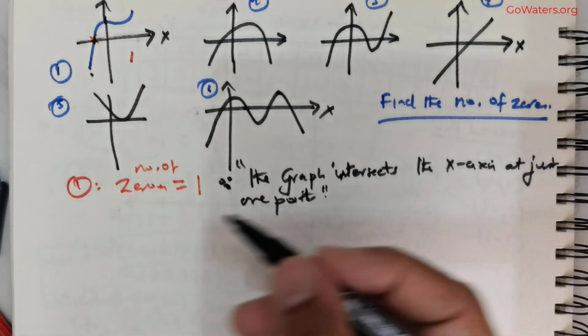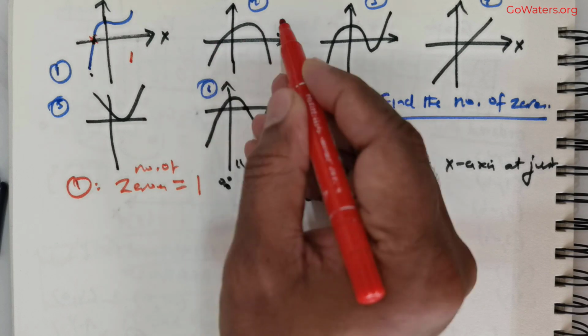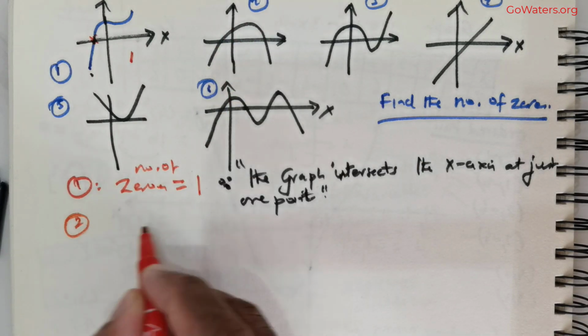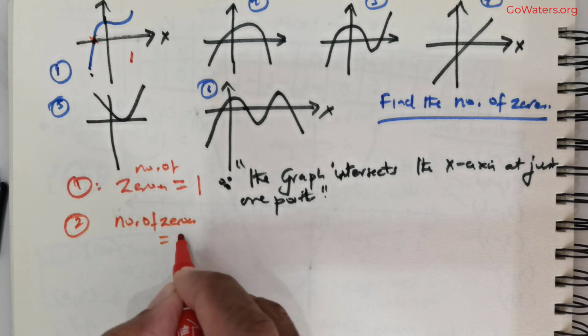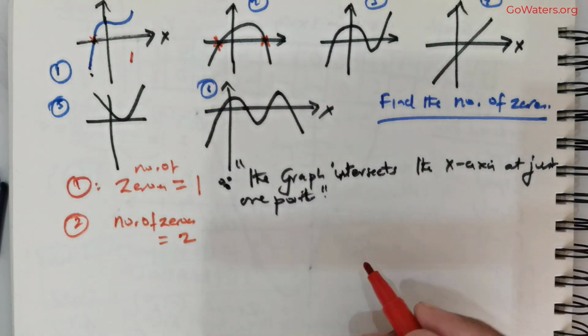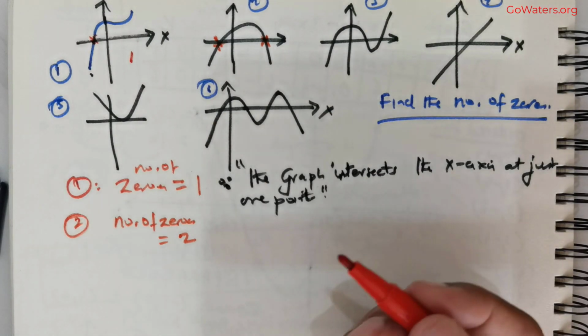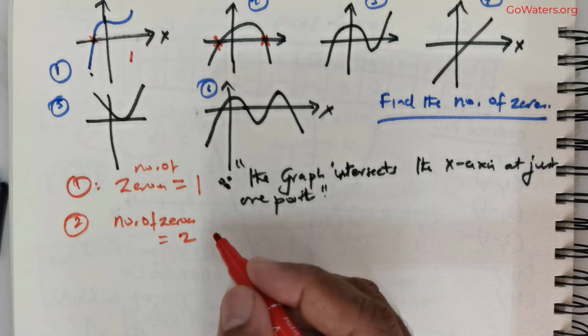So practice writing. Okay, coming back to the question. How many zeros does question number 2 have? The number of zeros is equal to 2. You have an intersection here, you got an intersection here. And someone is asking you why it has two zeros, or how can you say?